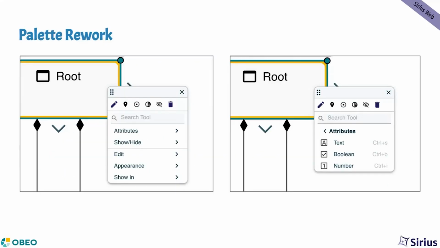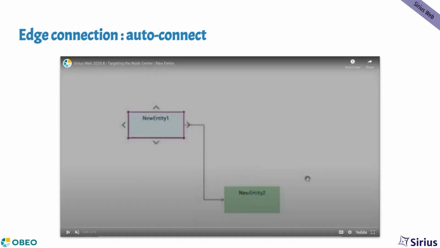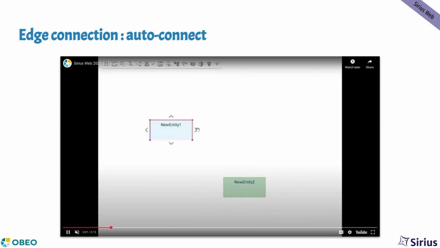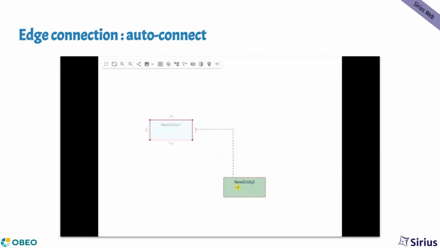So a good example of that is the work we did on the palette. The palette is one of the first things users interact with when they create or modify elements in a diagram. So reworking it has a strong impact on usability because it makes action easier to find and easier to trigger. This is why we have added tons of new features here with quick tools, tool sections, search, or even the support for shortcuts. We've also made it easier to create good-looking edges very quickly with auto-connected edges.